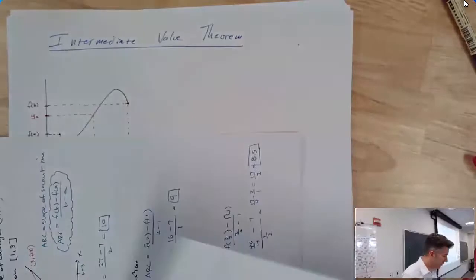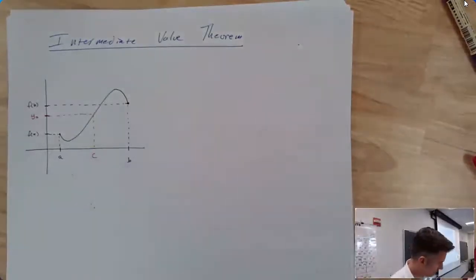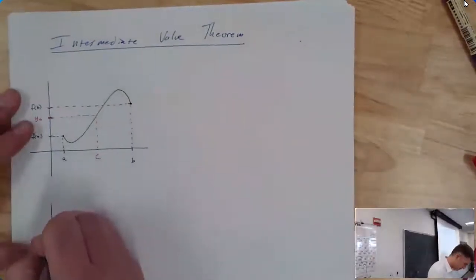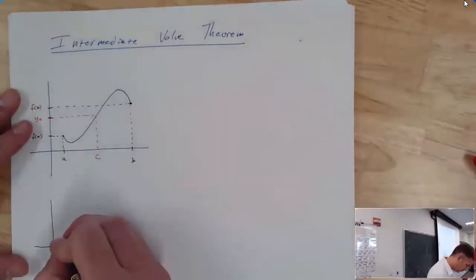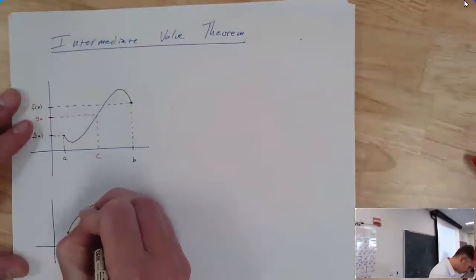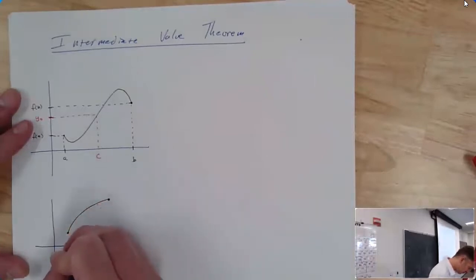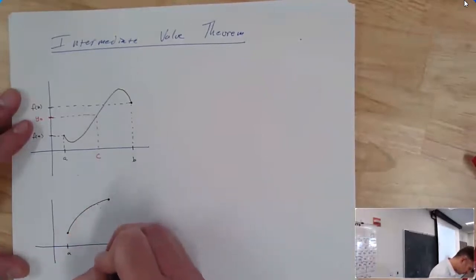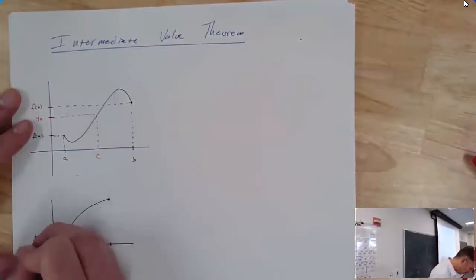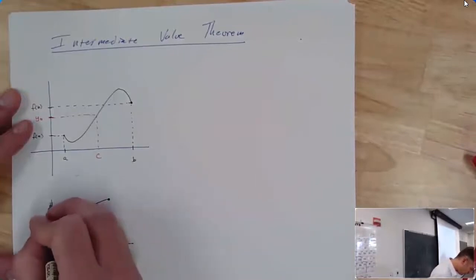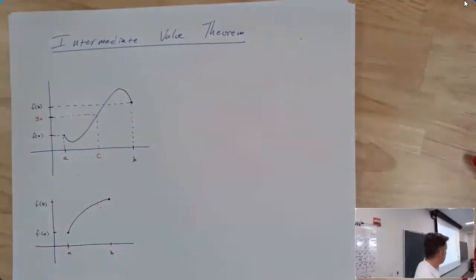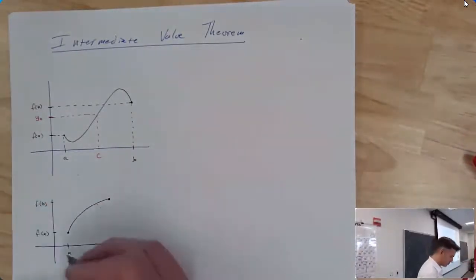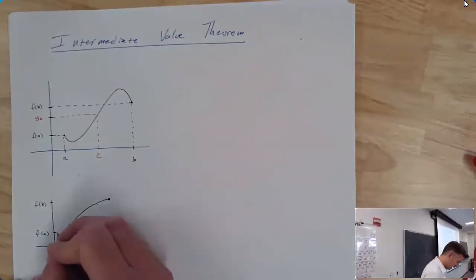Exactly. Maybe it doesn't actually go that high. Right? Maybe your function doesn't look like that. Maybe your function looks like something more like this. And the point is that all we know about the function is the beginning and the end value.